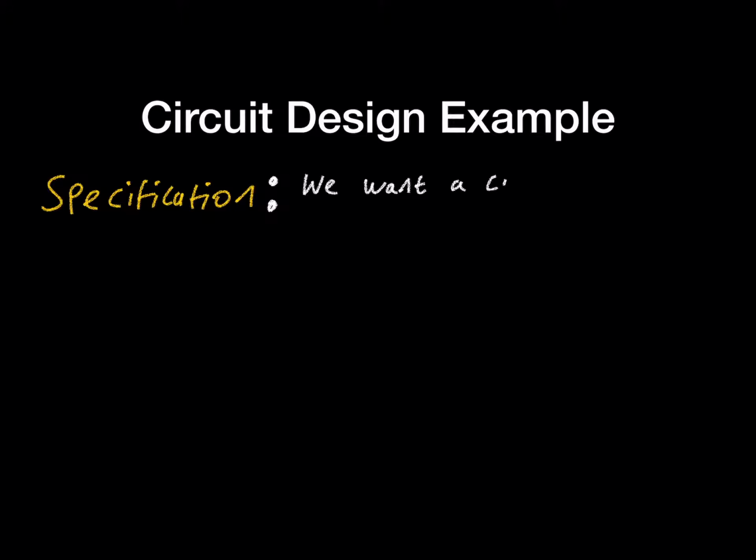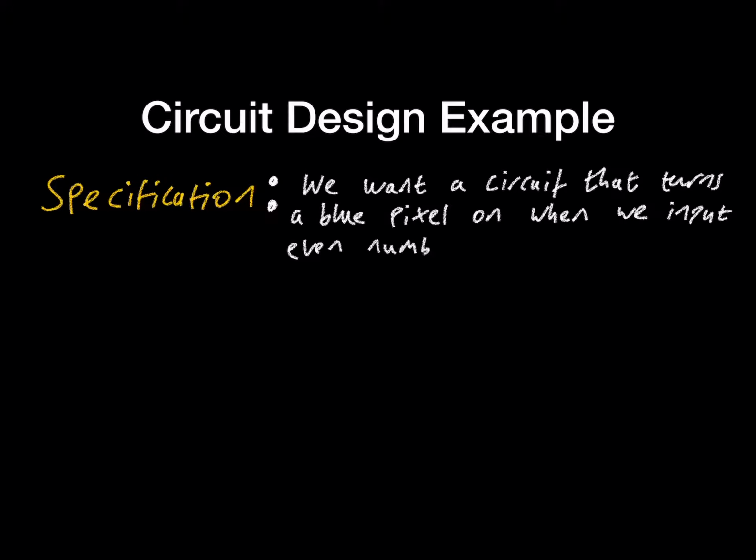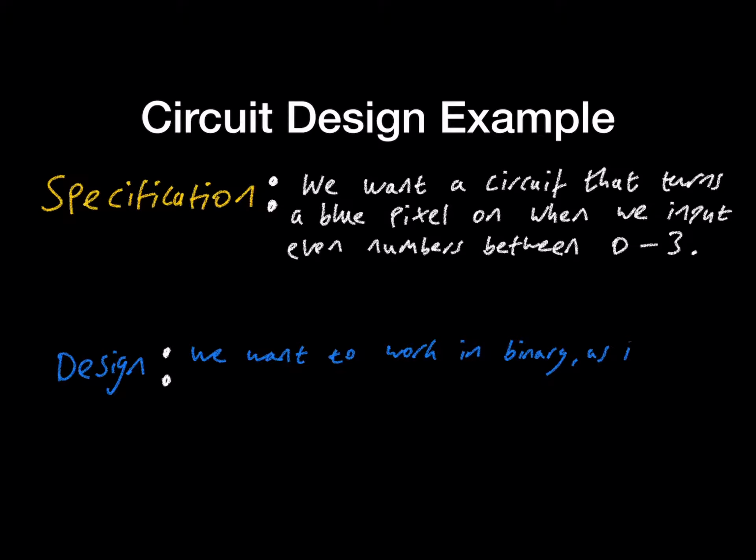Before we go any further, it is useful to understand how, despite having learnt a few basic rules, we can already design circuits to control systems. In this case, our specification tells us that we want a circuit that receives numbers and turns on the blue pixel on the screen when an even number between 0 and 3 is received.